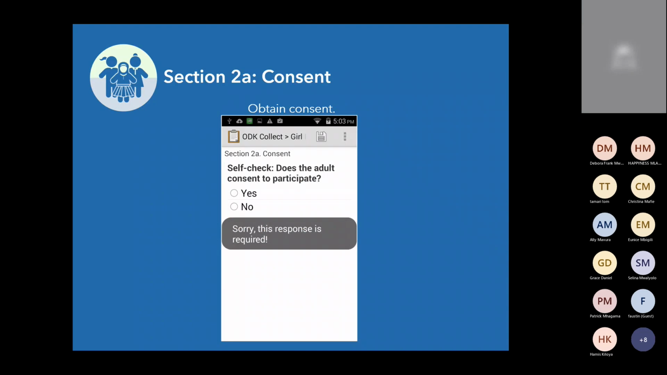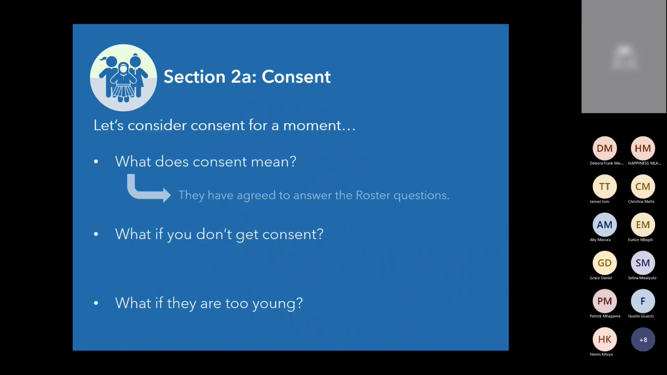So you will obtain consent, yes or no. And again, this is required, otherwise you won't be able to move on in the rest of the questionnaire. And what consent means is that they have agreed to answer the questions. If you don't get consent, that's okay. You might want to make sure you understand why, because it's worth noting the reasons why people are not agreeing to consent, and just move on to the next household.